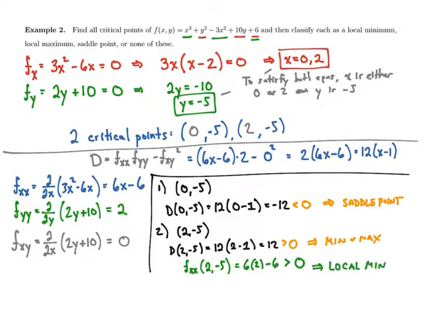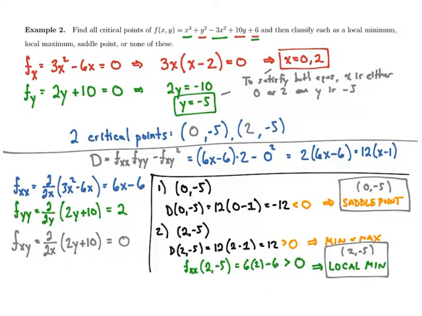There's something about this function being concave up in the x direction, which means we're going to have the bottom of a valley. So our answer here is we have a critical point at 0, negative 5, and that's going to give us a saddle point. We also have a critical point at 2, negative 5, which will give us a local minimum.